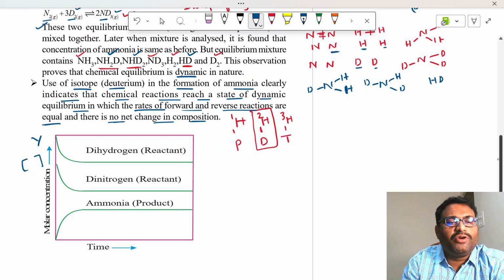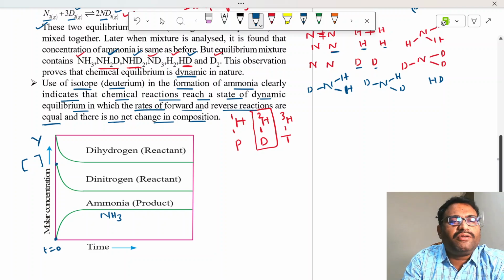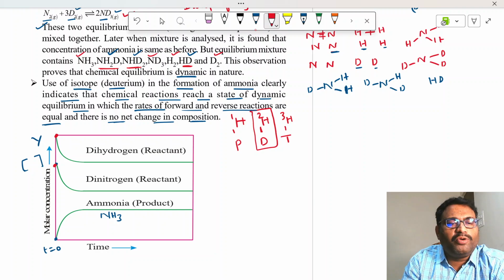See, here it is ammonia. Ammonia is a product. Ammonia concentration is 0 because at time t equal to 0, there is only hydrogen and nitrogen. There is no ammonia. That is the reason why its concentration is 0.